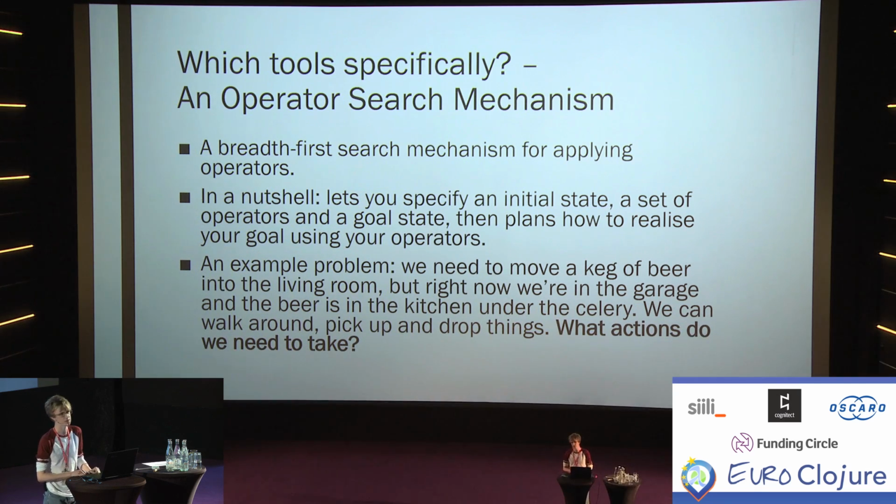And to us as humans, that's very intuitive. We can just say, oh, well, we need to move the celery, we need to go to the kitchen. Okay, go to the kitchen, then move the celery. Excuse me, keep your seats. We need to go to the kitchen, move the celery, pick up the keg, move into the living room, and drop the keg gently. But yes, how does a machine do that? How do we get a machine to do this planning for us?